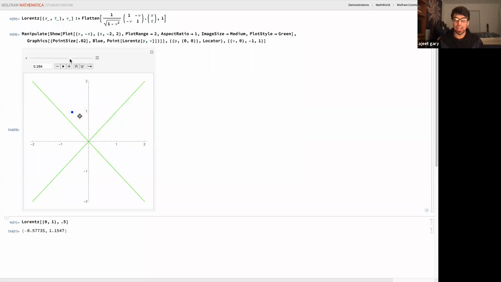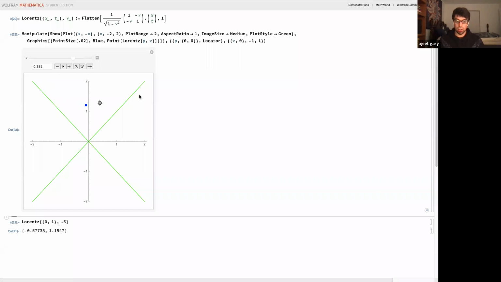It's not that bad. Because Mathematica has built-in matrix operations and stuff, you can type it in exactly as it looks like. So here's a point that you specify however you want. You can just move it around, and then you specify the Lorentz boost, and then it slides the blue point accordingly. Great. Okay.